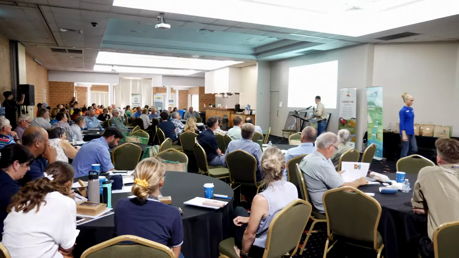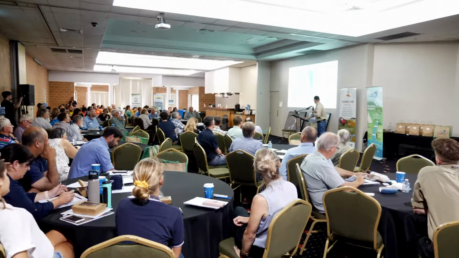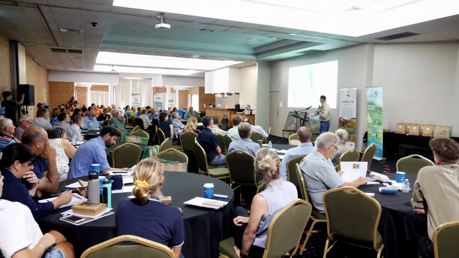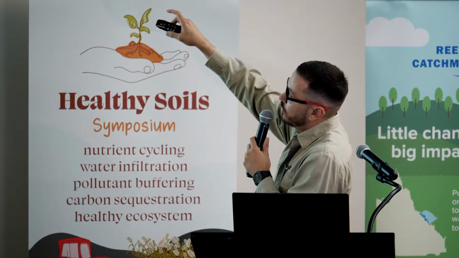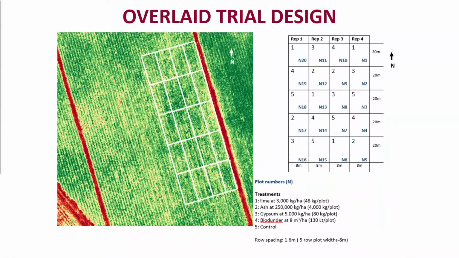So let's go back. That's the plot in there, right? So this one would be rep 1, number 1. Number 1 is lime, so that plot there would have been treated with lime. This one, rep 2, number 3, would be treated with gypsum. Rep 3, number 4, that plot would have been treated with dunder. Rep 4, number 1, that would have been treated with lime. So those were the ameliorant treatments that we applied to each plot to treat the sodicity.